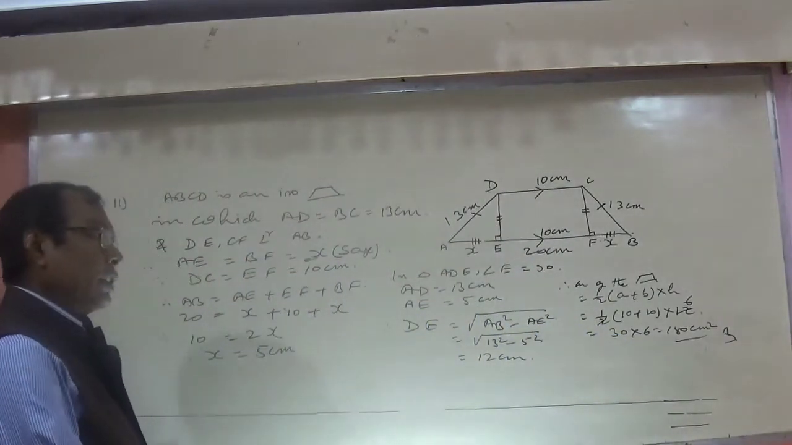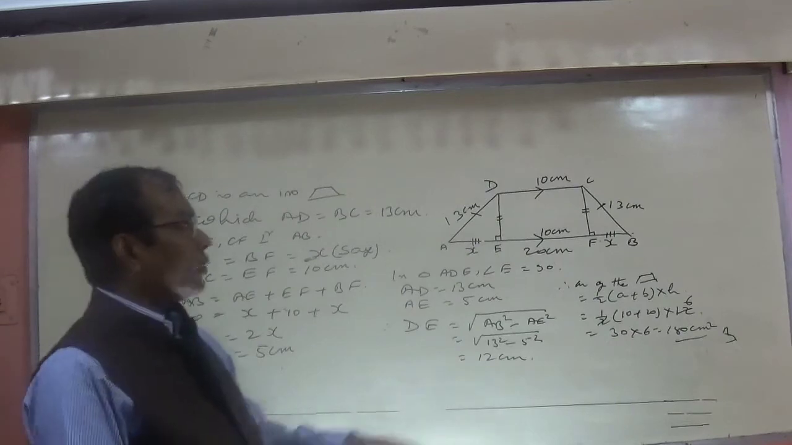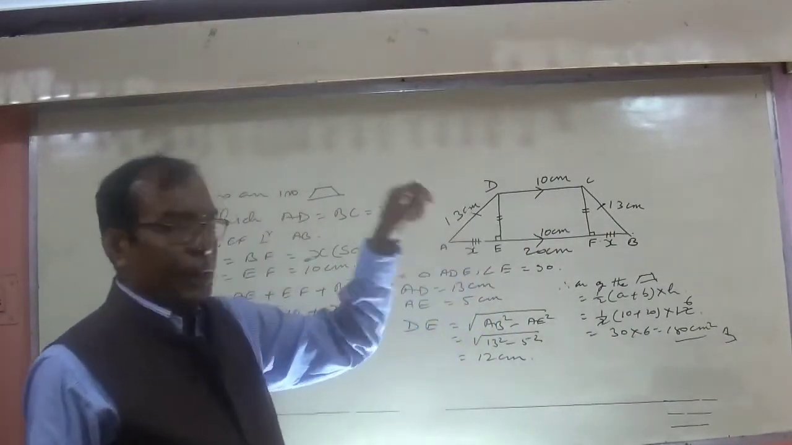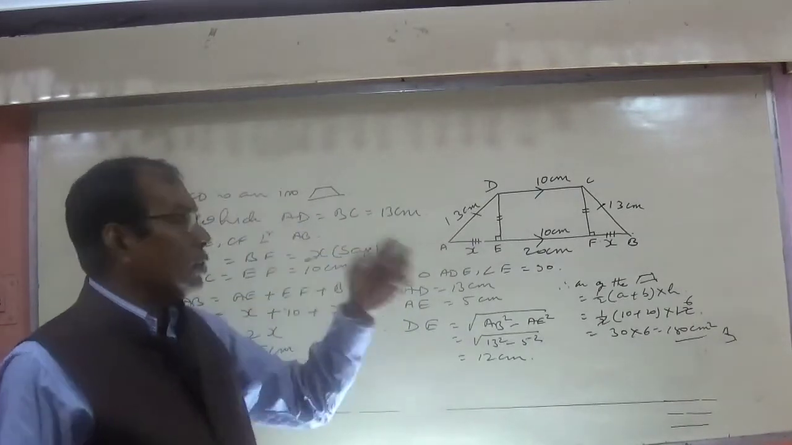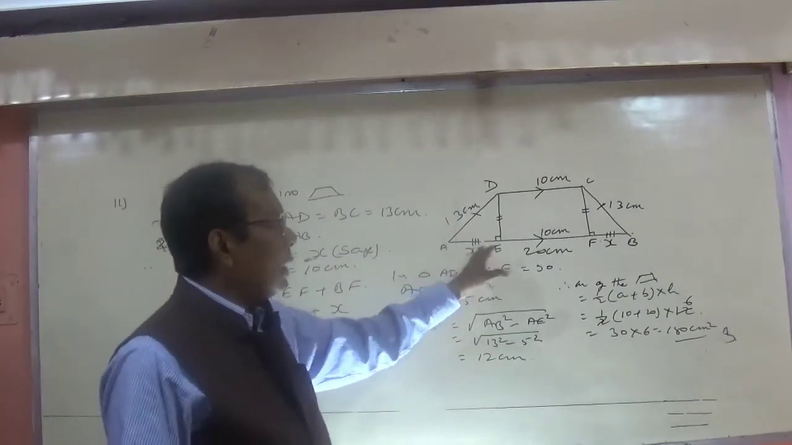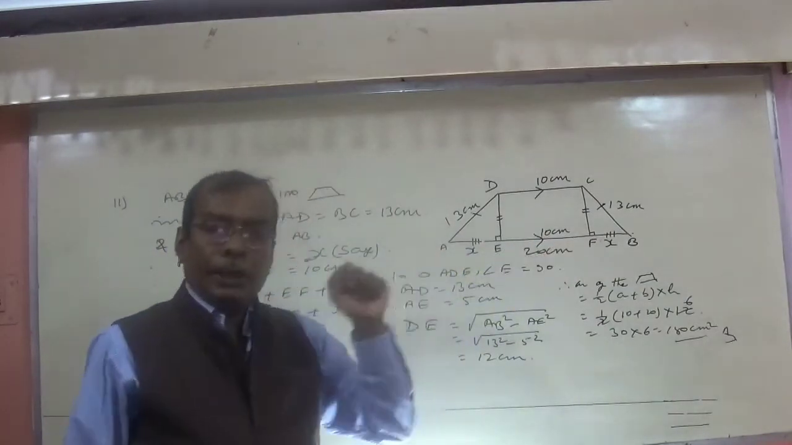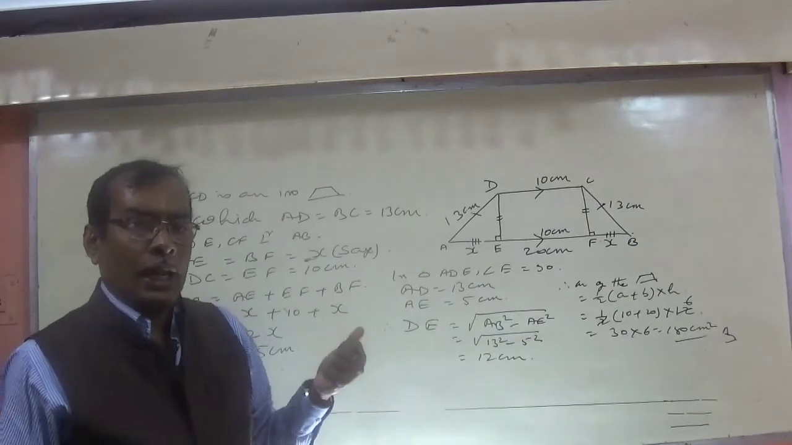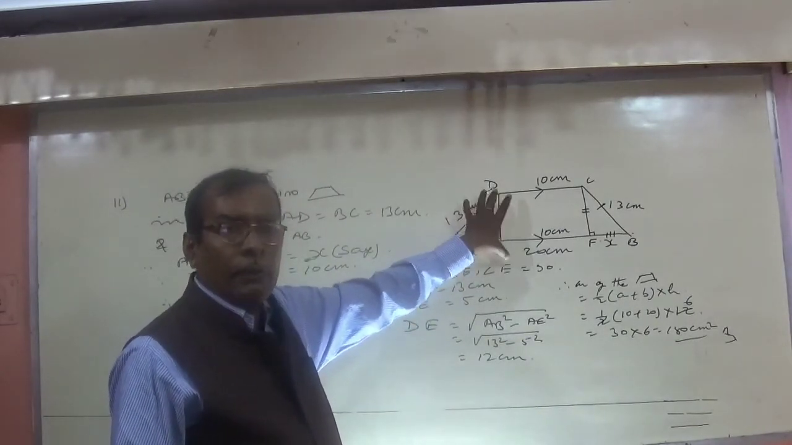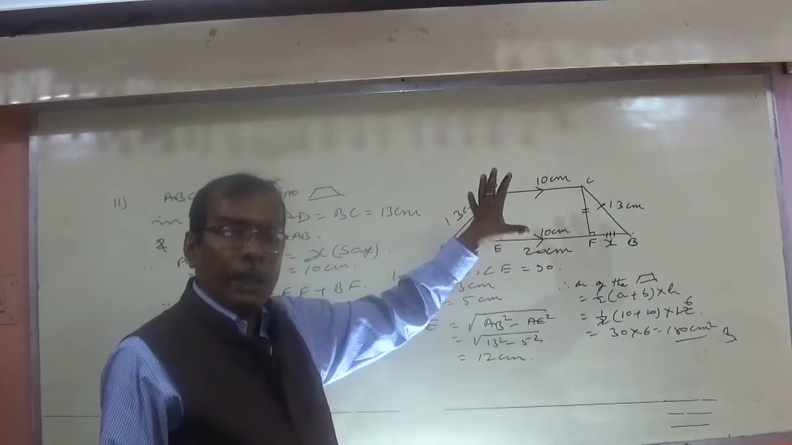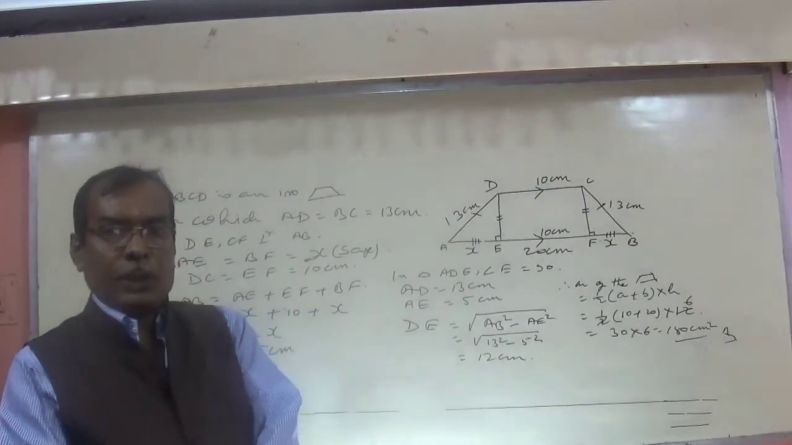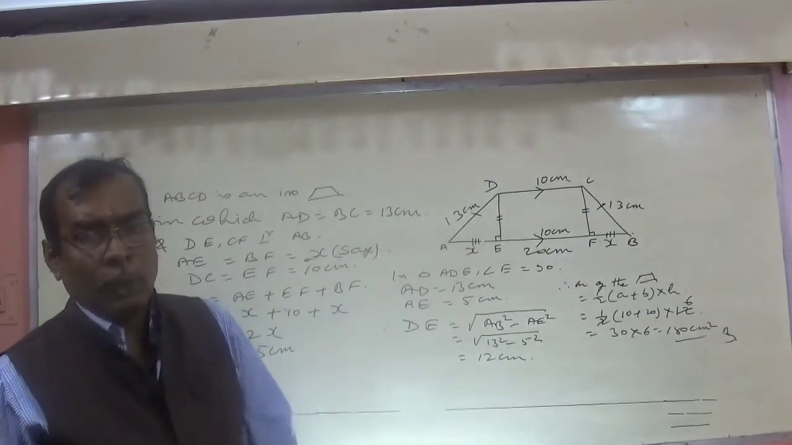I am going to give the things once again, because this is an isosceles trapezium, so these two are congruent. So therefore AE and BF are equal by symmetry. So AE equals BF and that one is X. So X plus 10 plus X will be equal to 20 centimeter total length, and from there I am finding X. Now I am going to solve this particular triangle for finding DE by using Pythagoras theorem. After finding DE, we are going to find out the area of the trapezium. So this is one question.